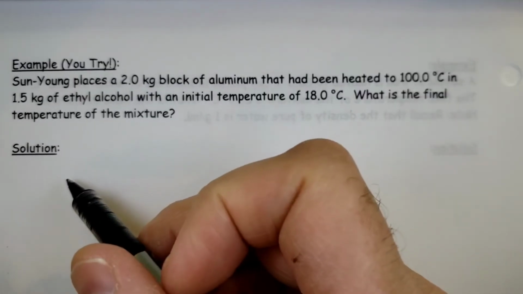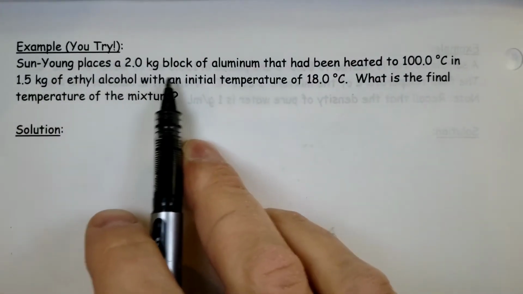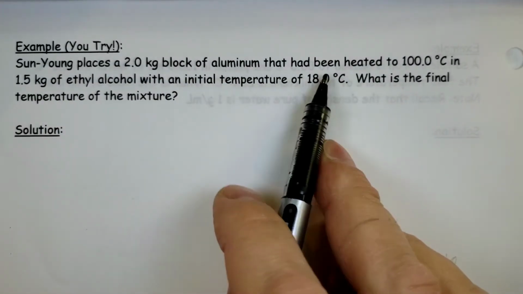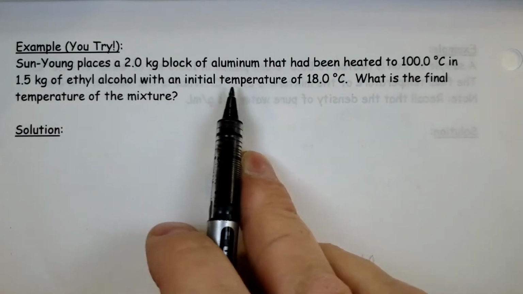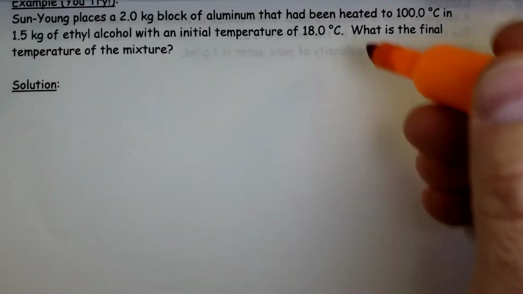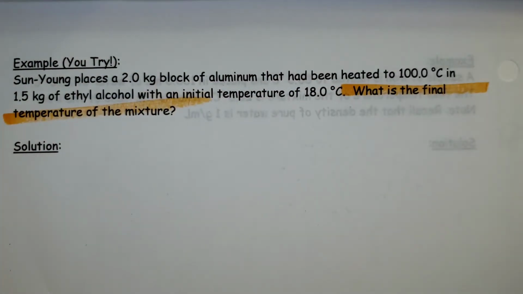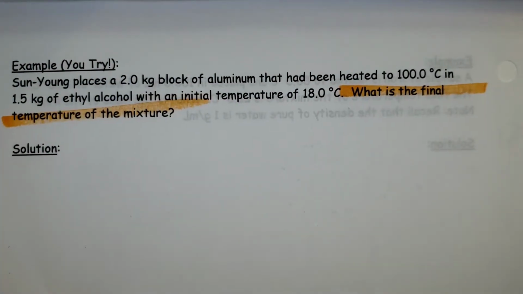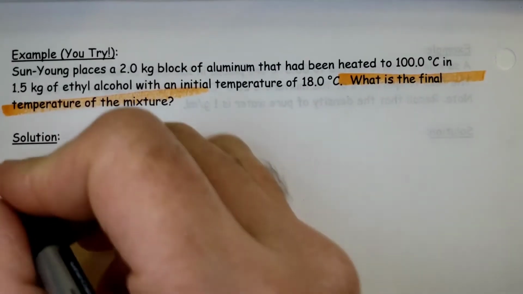Here's the last few examples. Hopefully we can run through them in this video. Sun Young places a 2 kg block of aluminum that has been heated to 100 degrees C into 1.5 kg of ethyl alcohol that has an initial temperature of 18. What is the final temperature? So that's the key thing with these: trying to figure out what it is you're asked to find out. Sometimes it's C, sometimes it's M, sometimes it's going to be a T. So that's the key thing you have to look for.